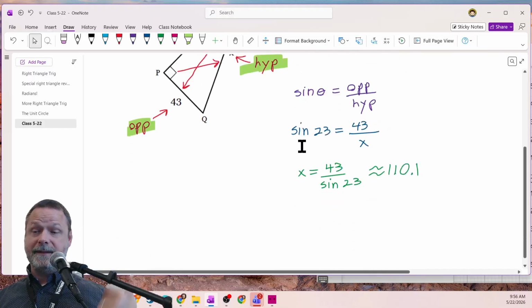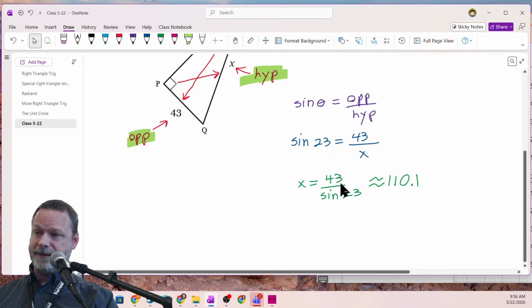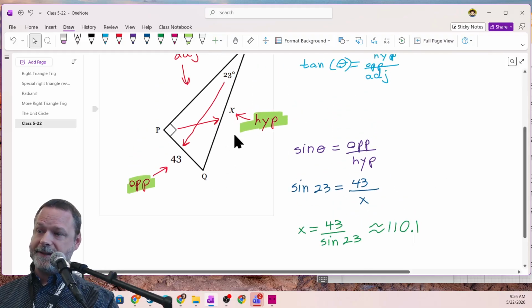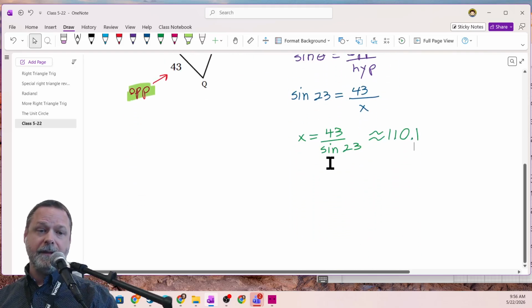Yeah, it's a little less than. Anyway, so anyway, the idea is here. Yeah, that's a reasonable size, right? That's reasonable. That's a good answer. I like it. 110.1. Okay, one example done. Let's do one more.